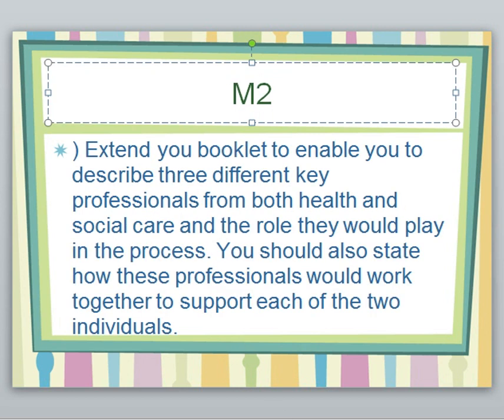So just to make sure that we are absolutely clear about what needs to be done for M2, you need to extend the booklet that you've provided, where you've provided your descriptions and your different assessment tools for P2, to consider a new point now, where you need to describe 3 different key professionals from across both health and social care. So it may be that you discuss the role of a social worker, you discuss the role of a specialist nurse, you discuss the role of a general practitioner in providing support to individuals and their families.